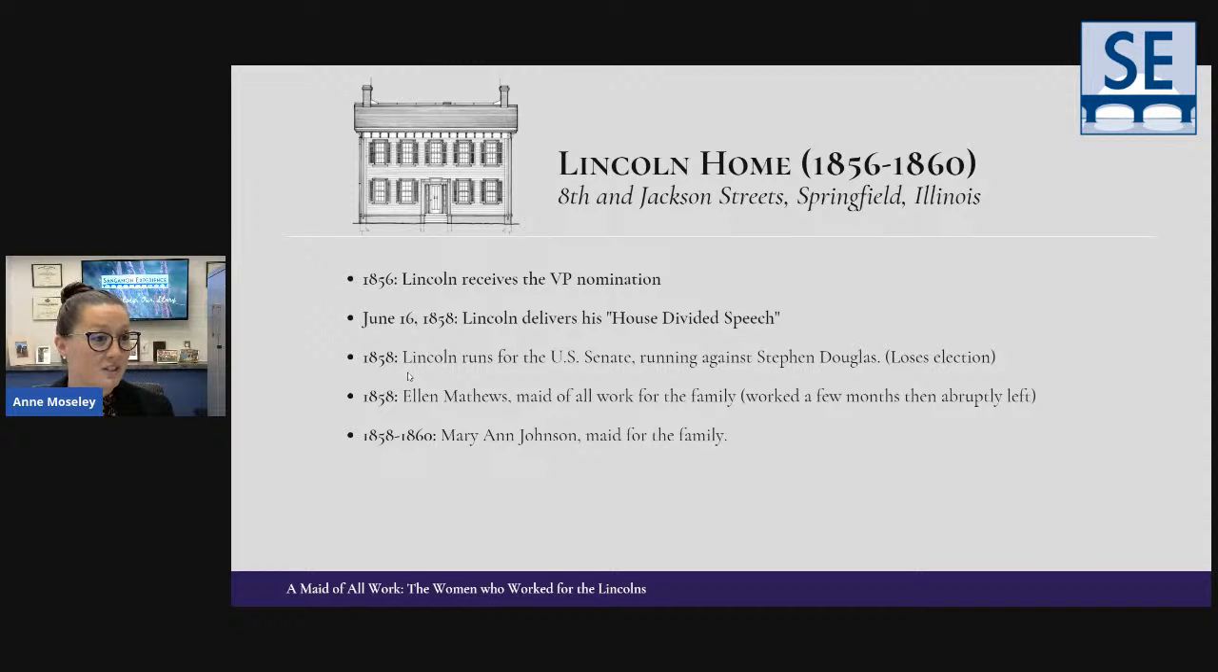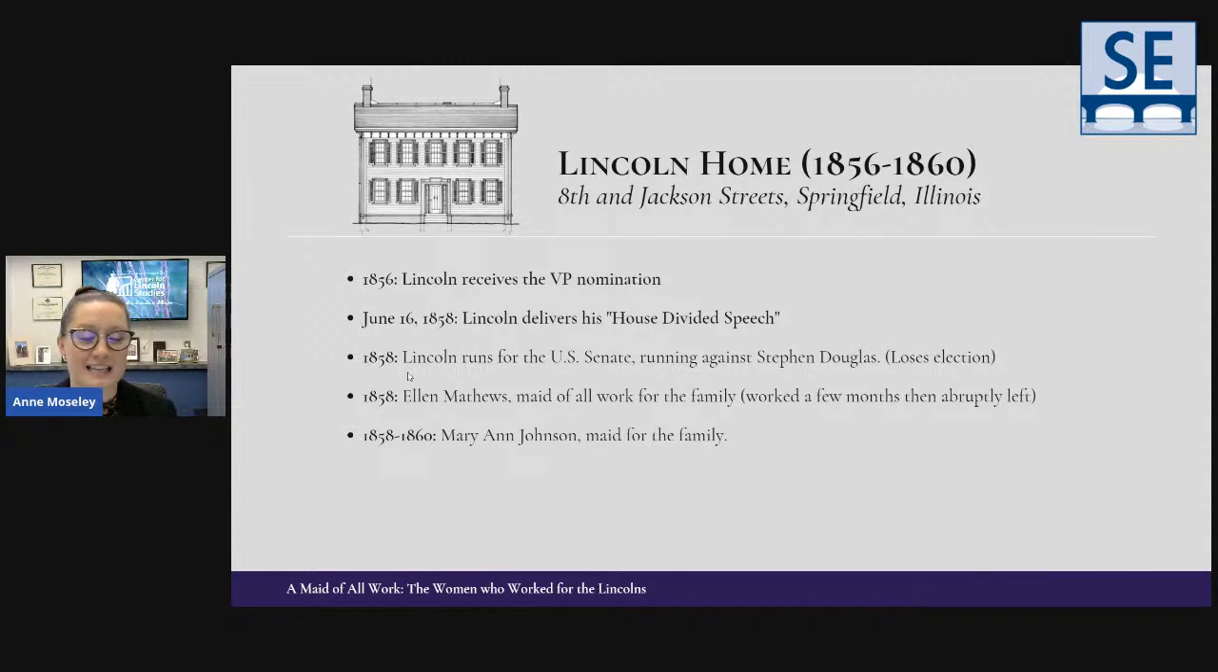Ellen leaves. She moves into a tavern, gets a new job, and does not return. Mr. Lincoln had to hunt her down to give her the wages that she earned for working at the home. He even pleaded with her to come back to work, and Ellen refused. The reason why we know this story is because Ellen decided later on, towards the end of her life, to report this to a local newspaper.